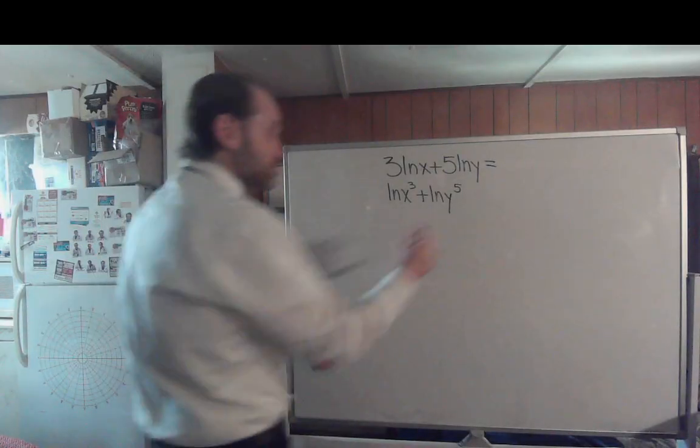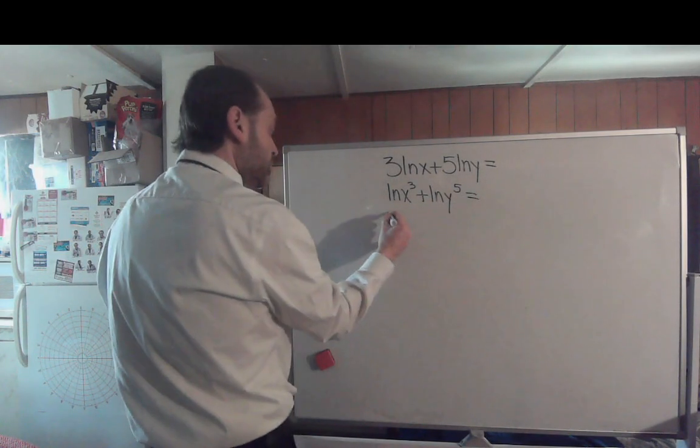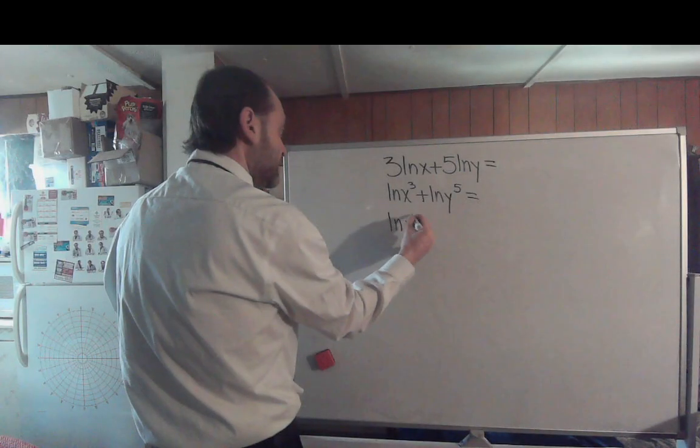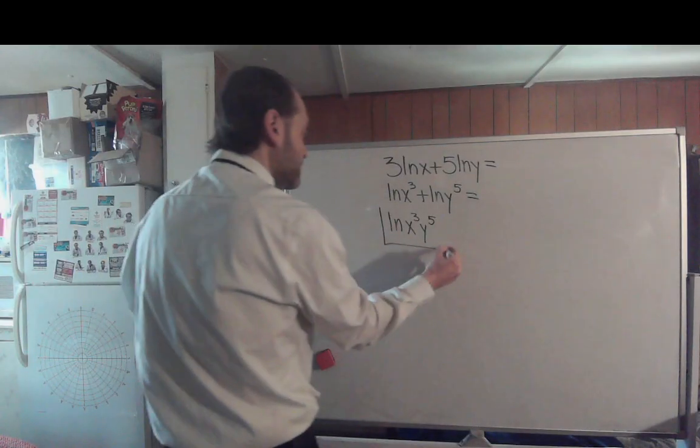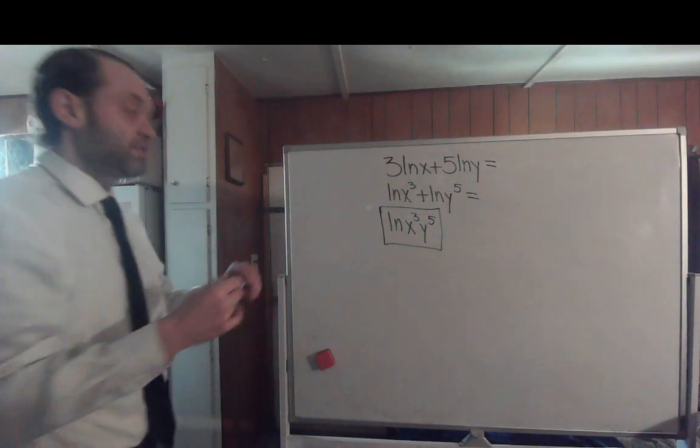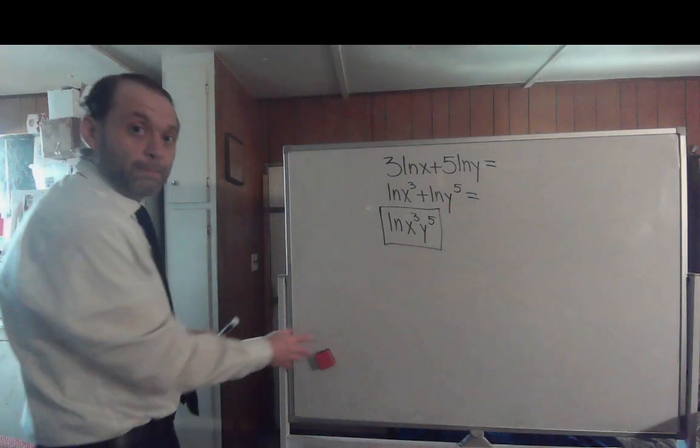Now you have a sum of 2 logs of the same base. This would just turn into a product rule, which would give you the natural log of x to the third, y to the fifth. And that's the best we could get, the natural log of x to the third, y to the fifth.